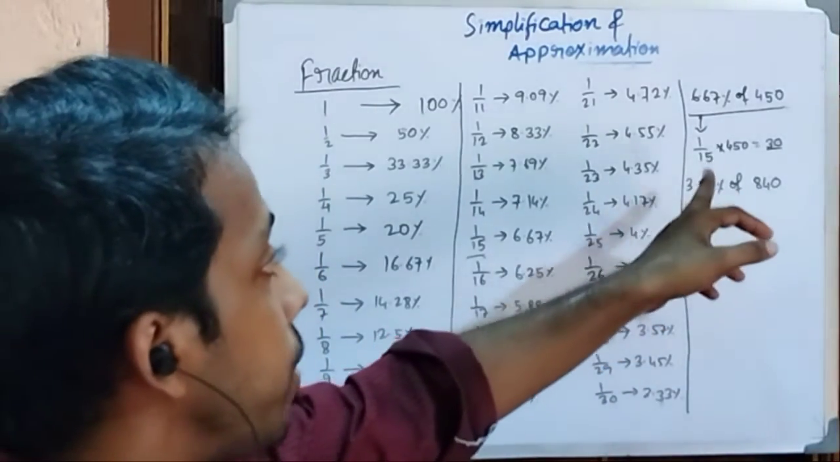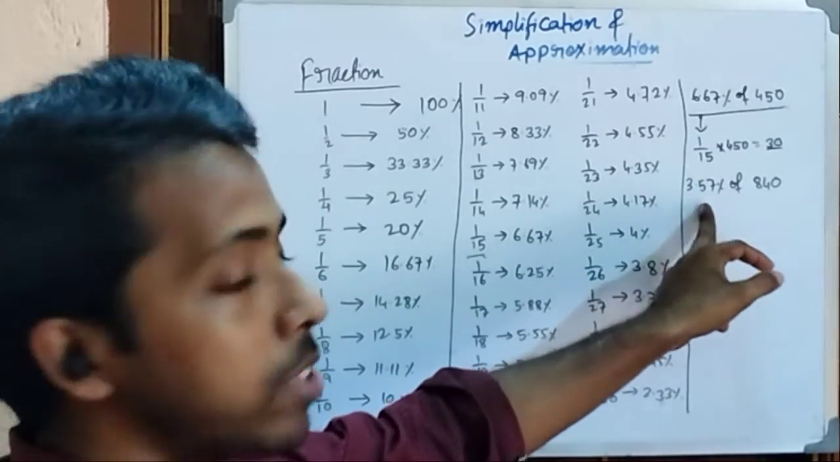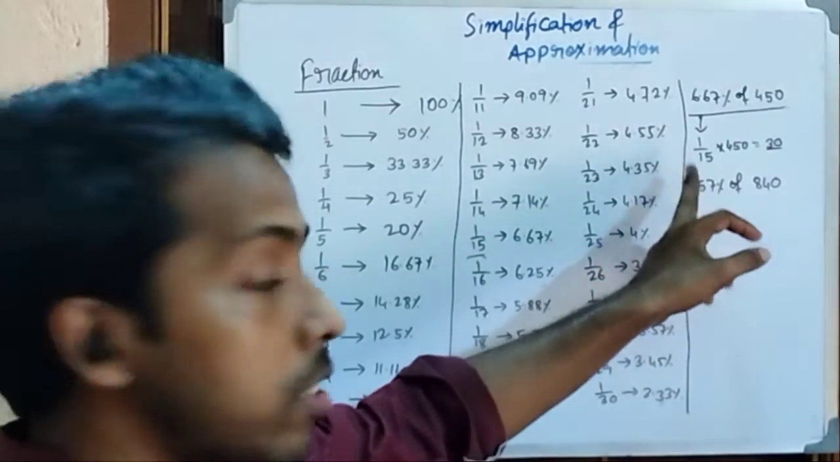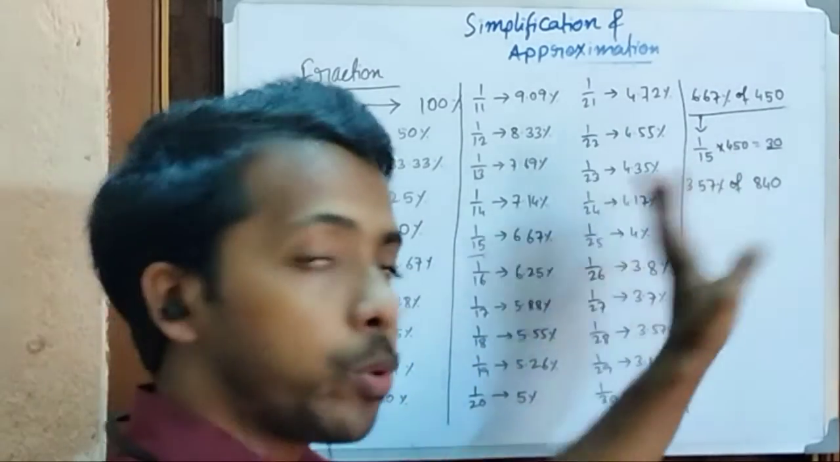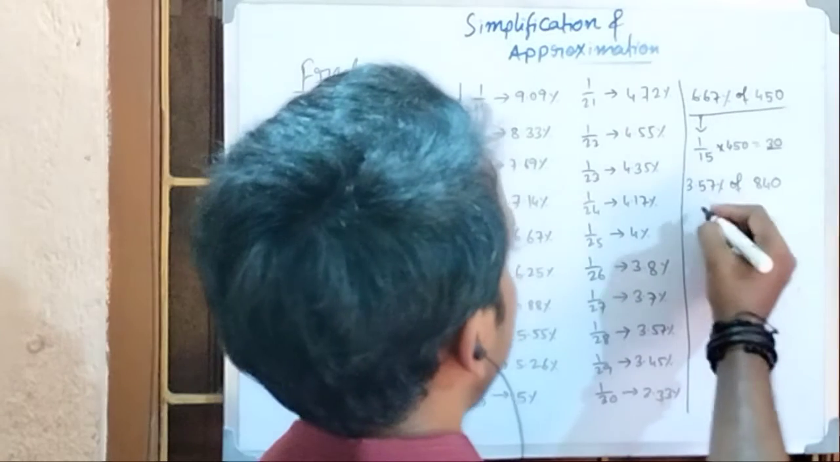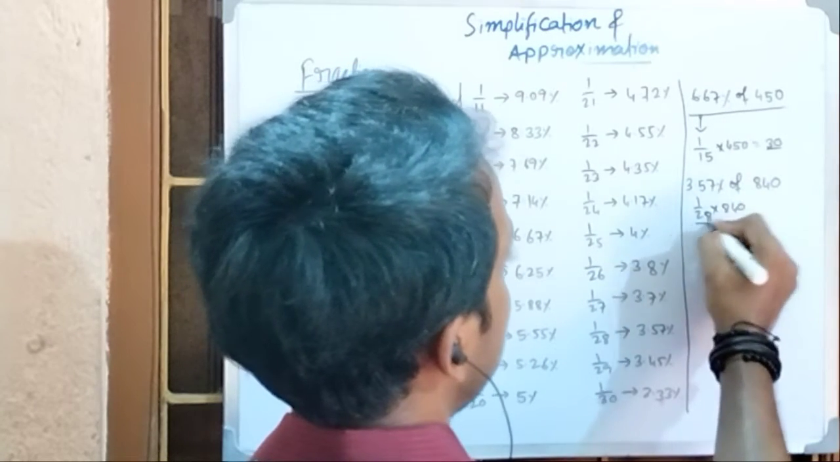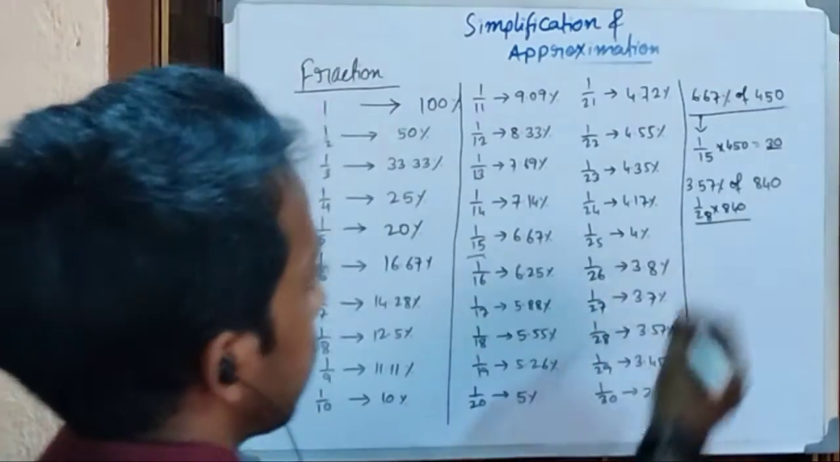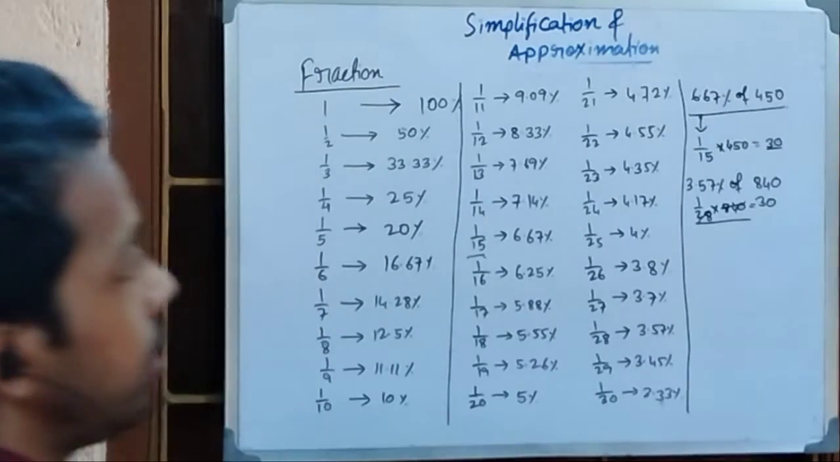So rather than calculating on the basis of 3.57%, I will change this 3.57% into fractional form. That means 1 by 28. So 1 by 28 into 840 becomes very easy, and one can easily solve it. This is exactly 3 times, so 30. 30 is the answer again.